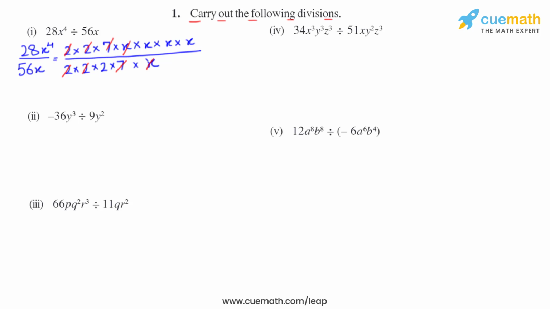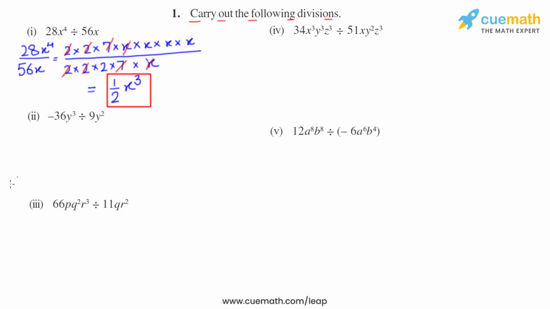So we are left with, first of all, the numbers. There is no number on the top but 2 is there in the denominator, so it means 1 by 2. And how many x are there in the numerator? 3 x, so x cube. So 1 by 2 x cube is the answer for the first part. When we divide 28x raised to the power 4 by 56x, we get 1 by 2 x cube.